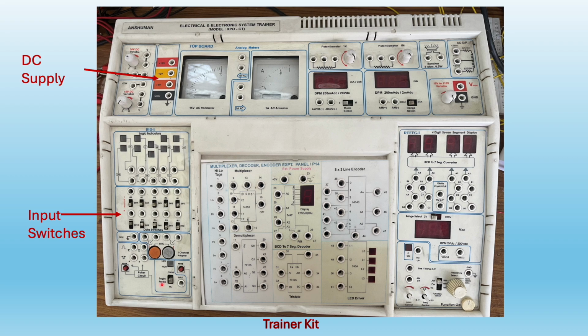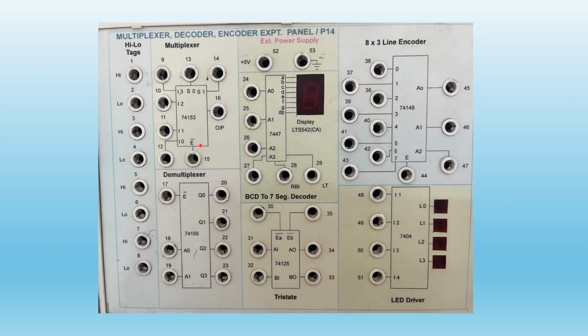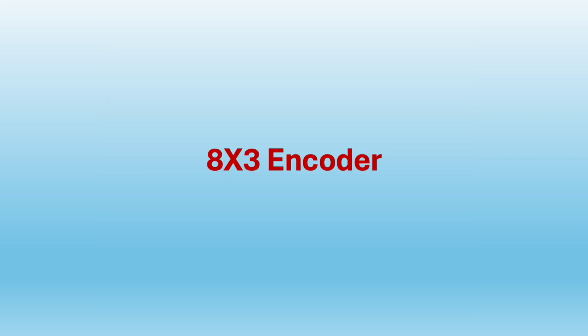Let's see the details of this trainer kit. This trainer kit is having this 4x1 multiplexer. Then we have 1x4 demux IC here. Then we have 8x3 encoder IC here. And we have a BCD to 7 segment decoder here. And this is the LED driver. So all the outputs will be connected to this driver, and these LEDs are used to observe the output of all the given circuits. Let's do the experiment on 8x3 encoder circuit.